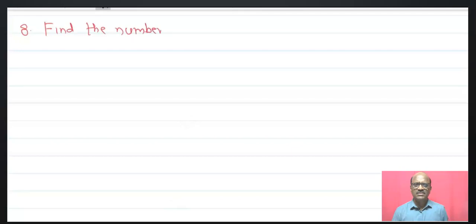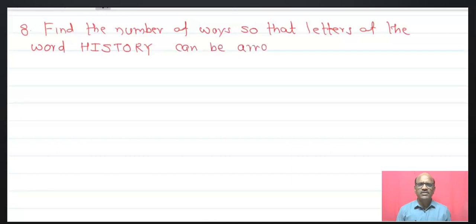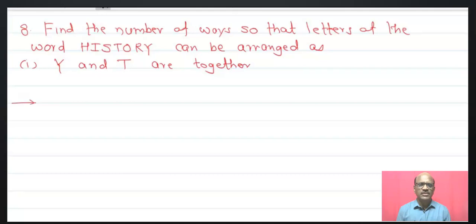Now next. Now the question number 8. Find the number of the ways so that letters of the word history can be arranged as first Y and T are together.